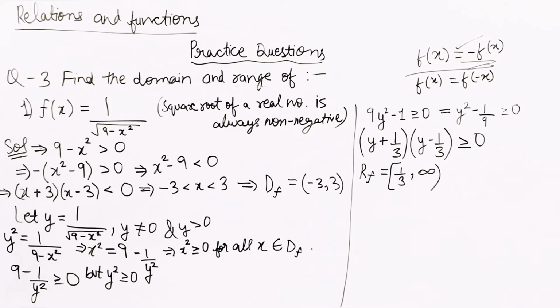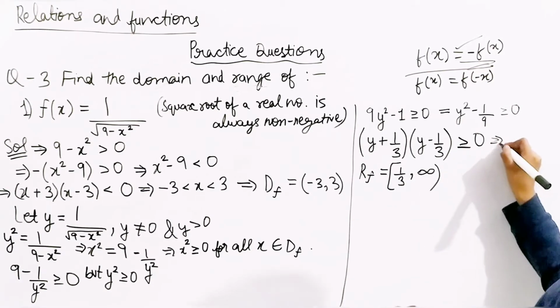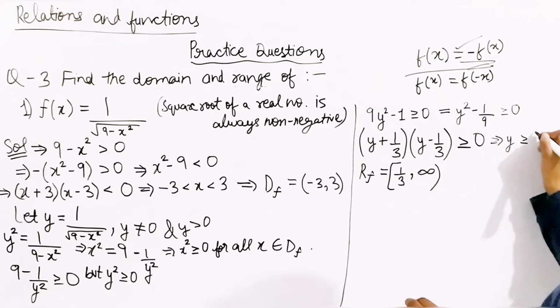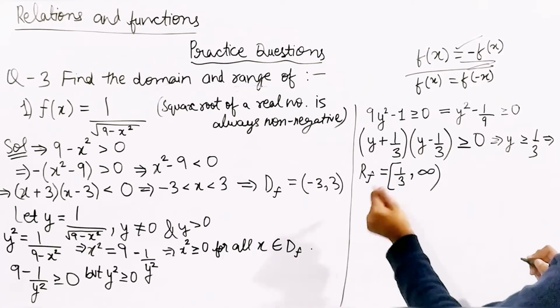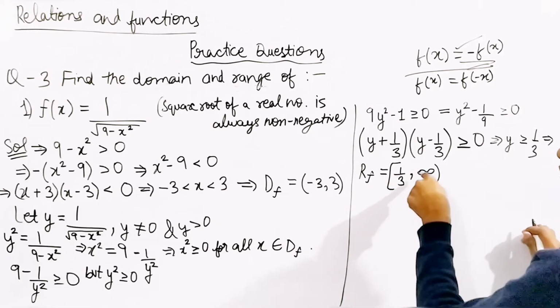Okay, so as I told you, y is going to be less than or equal to negative 1 upon 3, or y is going to be greater than or equal to 1 upon 3. But y is greater than 0, which means the value will be positive. So, as we know, y is going to be greater than or equal to 1 upon 3. So the range of this function is going to be 1 upon 3, infinity.